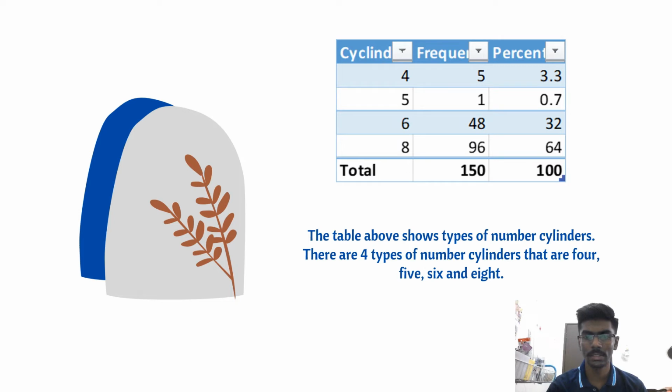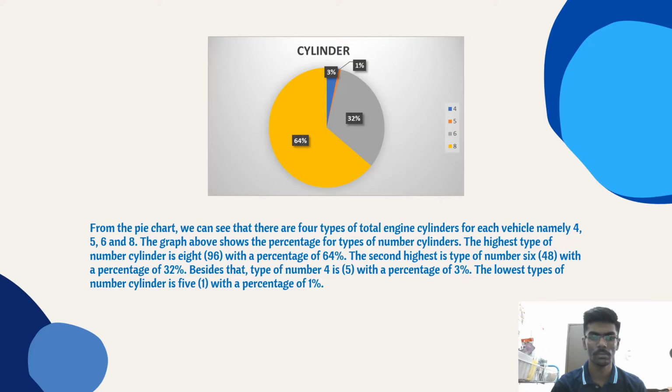And this is the table for the second variable, cylinder. The table above shows types of number of cylinders. There are 4 types of number of cylinders, that are 4, 5, 6 and 8. From the pie chart, we can see that there are 4 types of total engine cylinders for each vehicle, namely 4, 5, 6 and 8. The graph shows the percentage for types of number of cylinders.